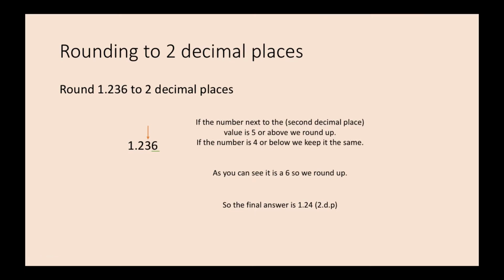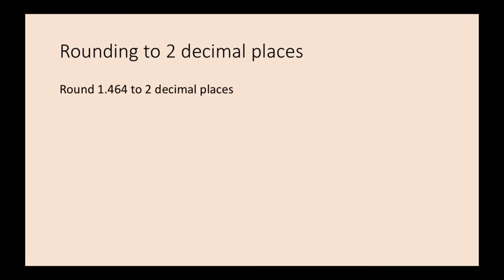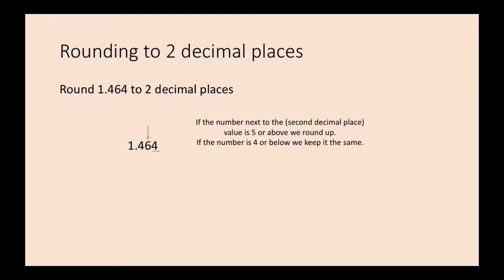Okay? Let's have a look at another one. 1.464 to 2 decimal places. So again, we want 2 numbers after the decimal, so we stop at the 6, but we need to look at the 4 to decide whether that 6 is going to stay a 6 or go up 1 number. Well, it's 4 or below, which means we're going to leave it the same. So it'll be 1.46 to 2 decimal places.